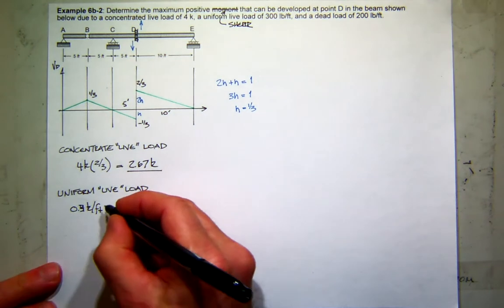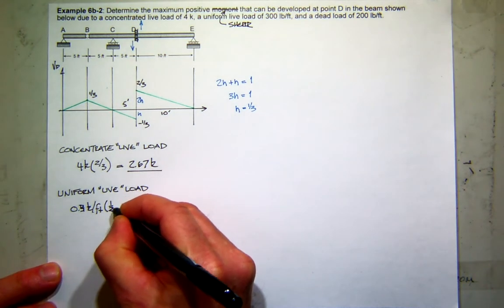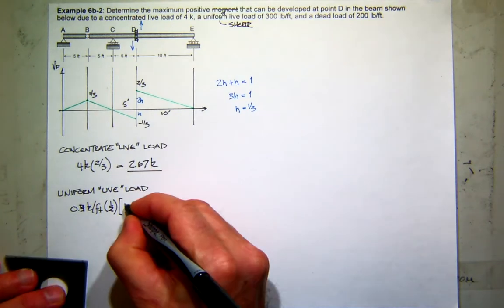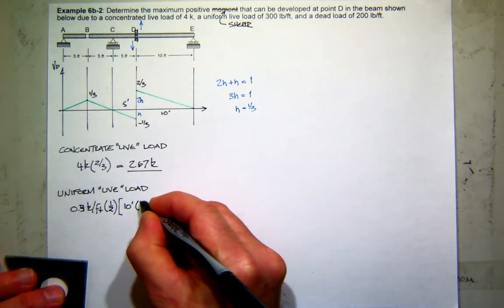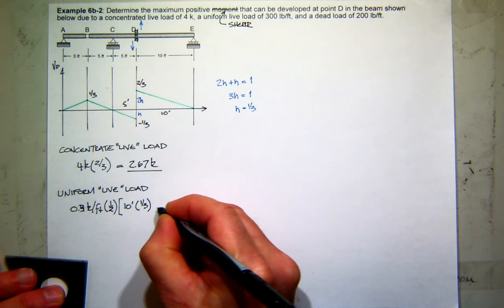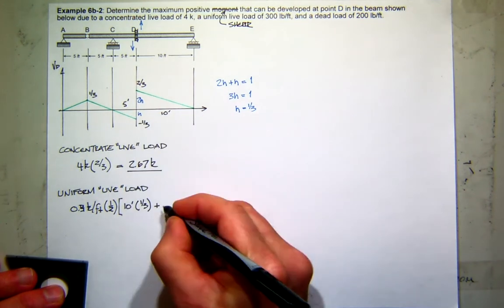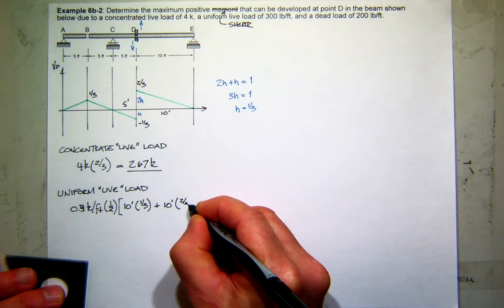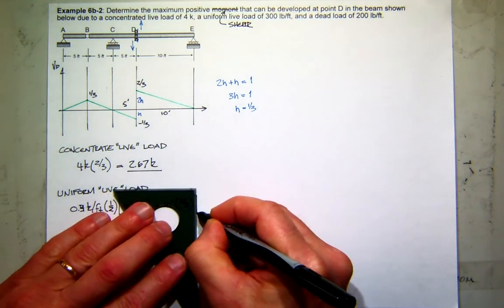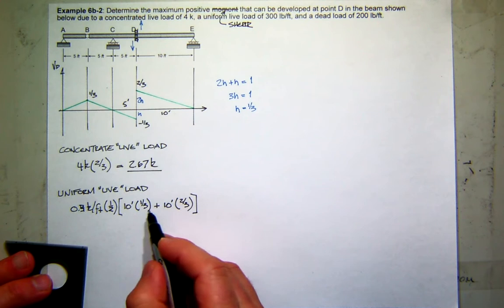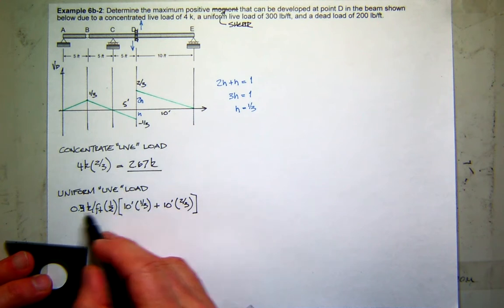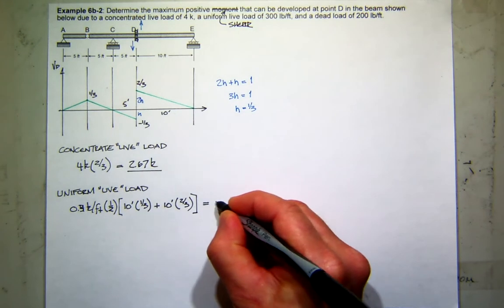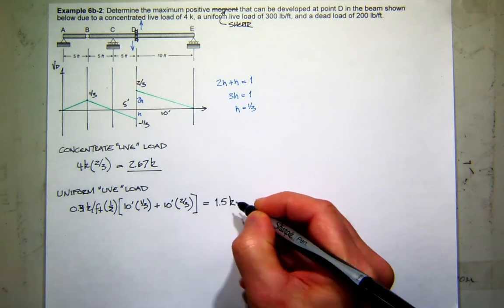So they're both triangles. So there's my 1/2 for the triangle. And then I'll collect the area. So the first one would have a base of 10 feet times a height of 1/3. Plus the second one would have a base of 10 feet times a height of 2/3. The thirds combined to 1, you get 10. 10 divided by 2 is 5. 5 times 0.3 is 1.5. So that's 1.5 kips.